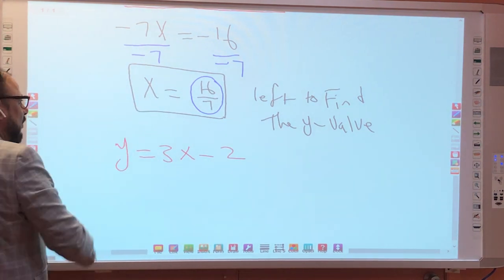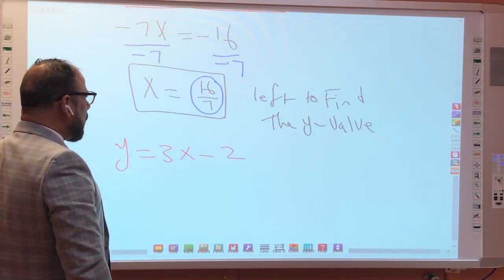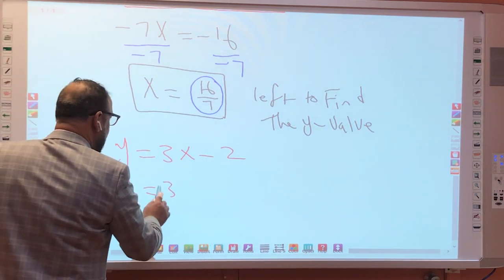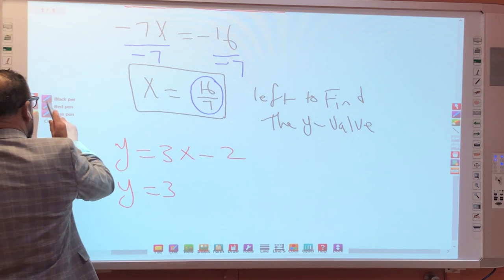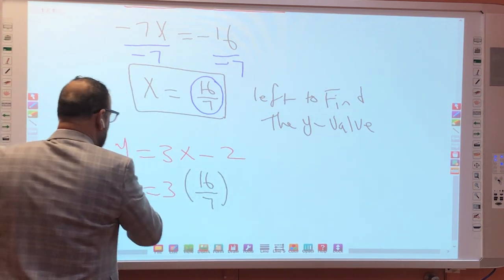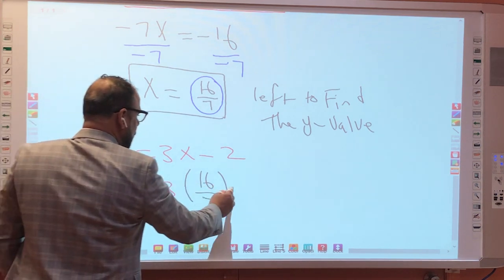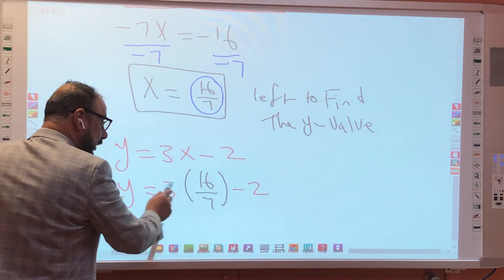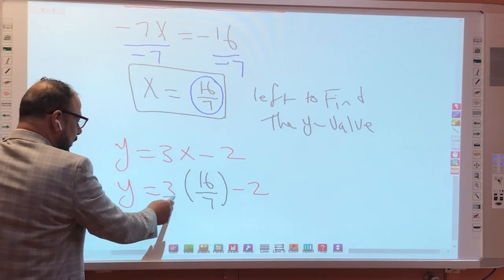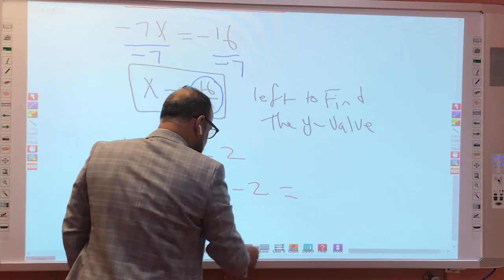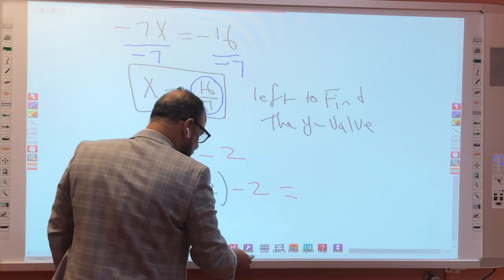It's good to have some fractions just to explain how to deal with the fraction. y equals, again, 3 times x, and x equals 16 over 7, minus 2. Now, what you have to do, multiply first. 3 over 1 times 16 over 7. 3 times 16.